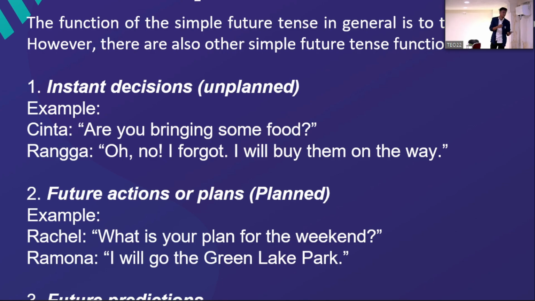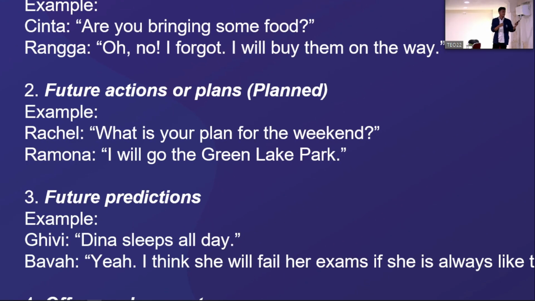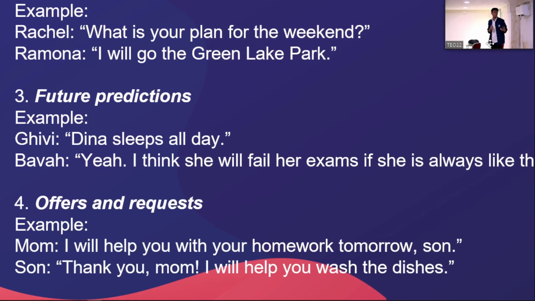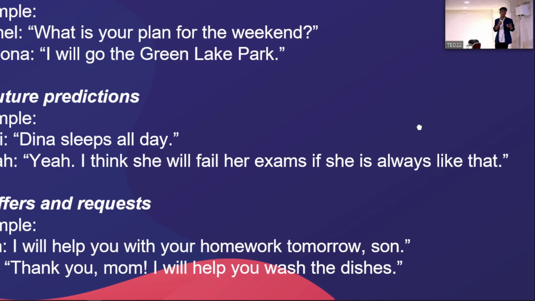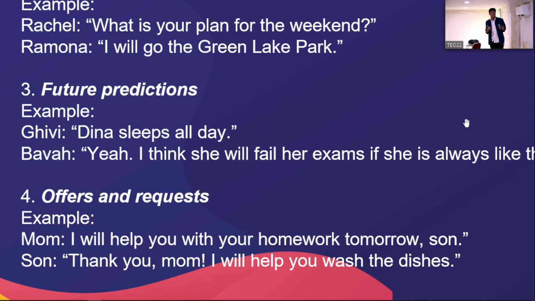And then the second one is future action or plans, and that one is planned, not unplanned. For example, when Rachel says, "What is your plan for the weekend?" and Ramona answers her, "I will go to the Green Lake Park." So he made the plan before that. And then the third function of the simple future tense is future prediction. For example, Givi says, "Dina sleeps all day," and then Bapa says, "Yeah, I think she will fail her exam if she is always like that." So he makes a prediction about Dina.